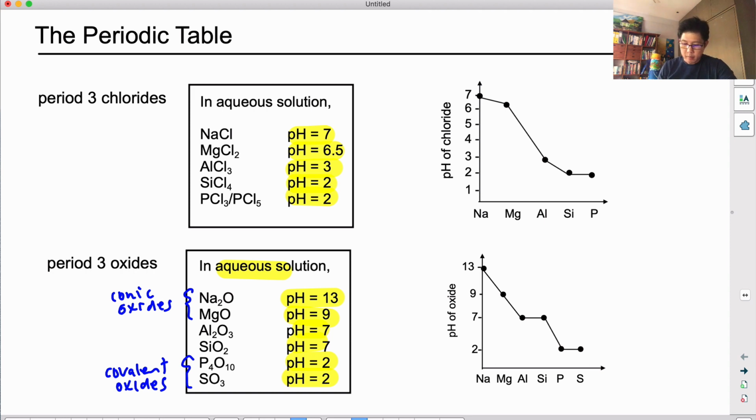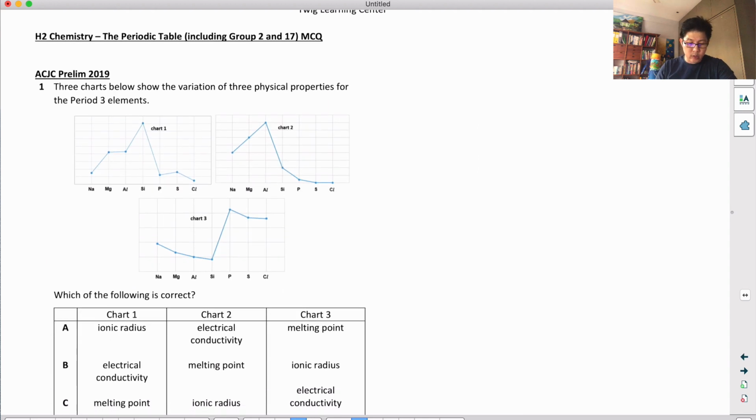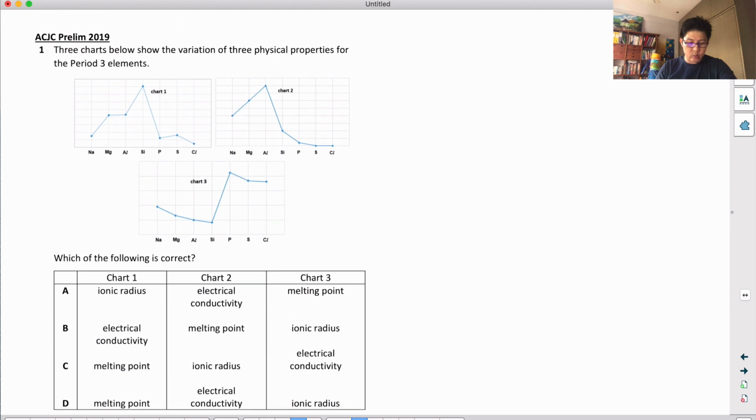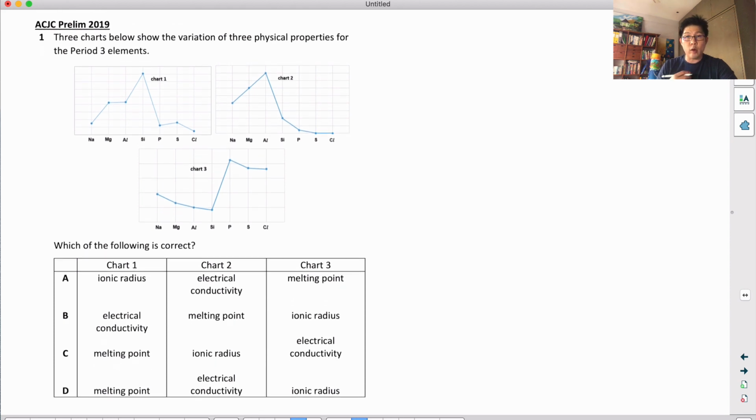Okay, so let's run through the next part. Let's look at the first question, ACJC 2019. You have to go and memorize and study the charts again if you have forgotten, but this is how it's done.